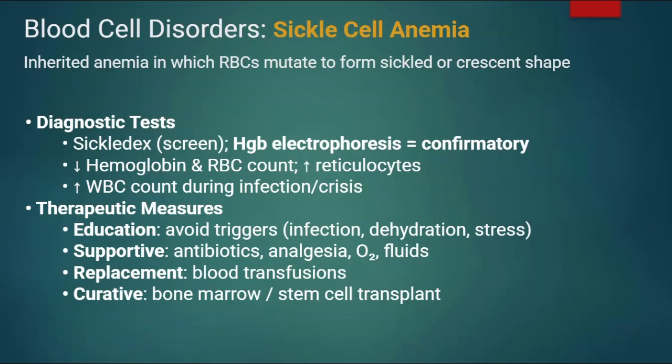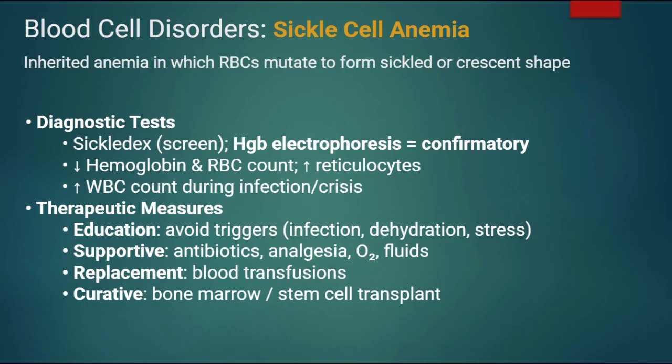Routine labs often show low hemoglobin and red blood cell counts due to chronic anemia. Patients may also have an elevated white blood cell count during crises or infection. Another important finding is an increased reticulocyte count, reflecting the bone marrow's attempt to compensate for rapid red cell destruction.